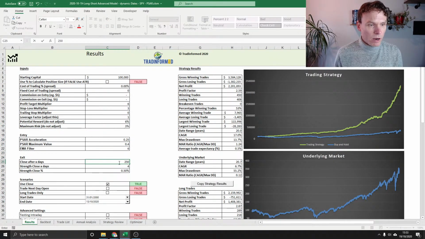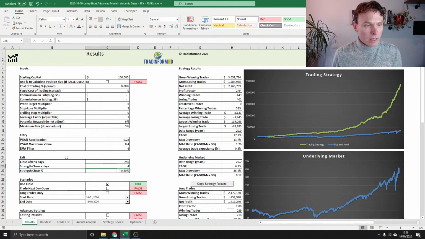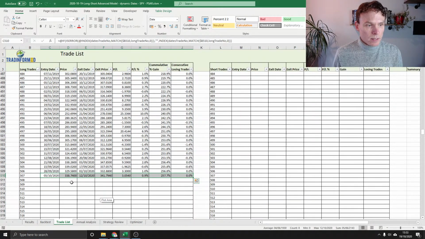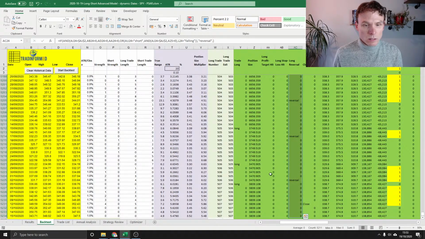So we do need to be aware of the settings we've got on here. It hasn't made much difference, but that was closing the trades after 15 bars, 15 days. So let's go back to our trade list, and we can see here it's still been closed on the same day.